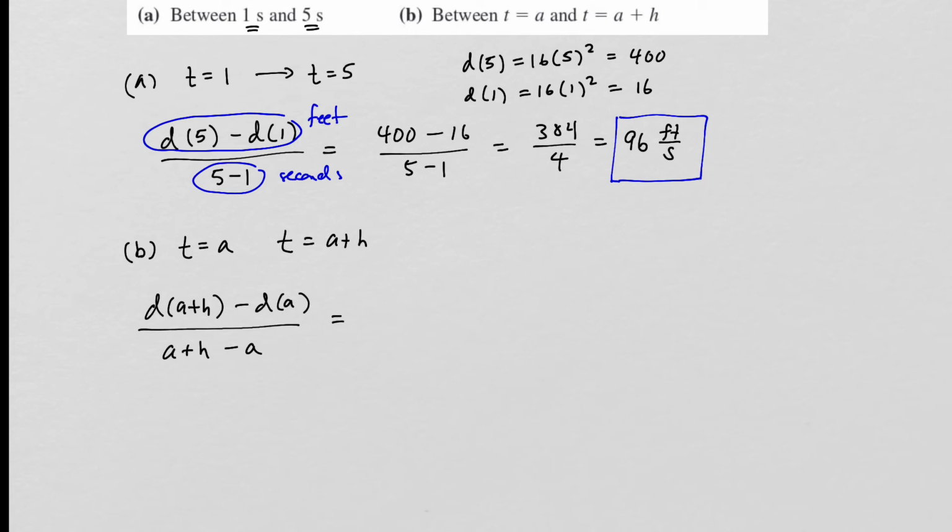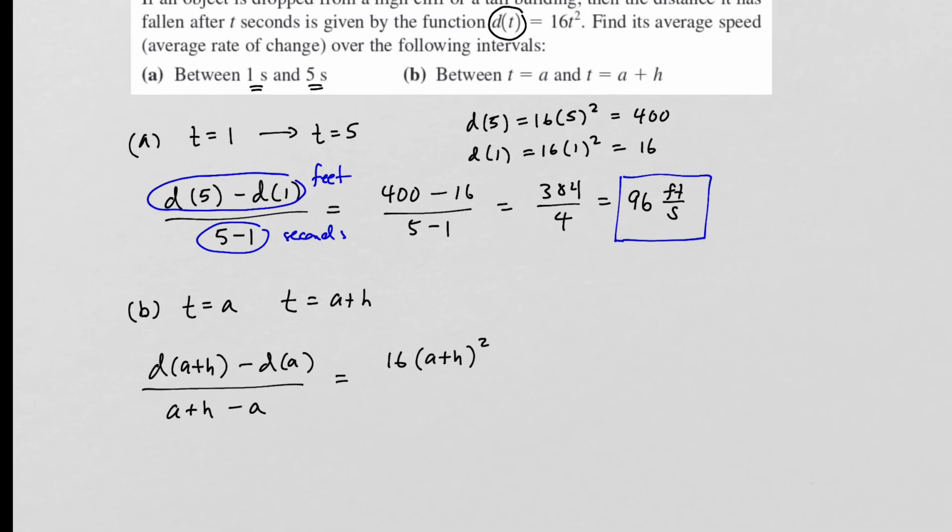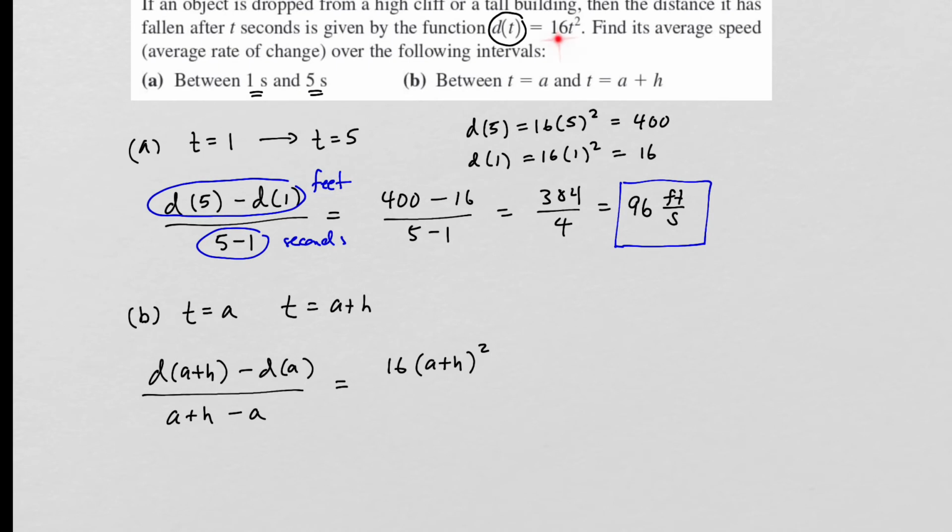So d of a plus h is going to be 16 times a plus h to the second power. So again, I'm just plugging that into our function here, right? Because the function is 16 times t squared. So we're just replacing t with a plus h. And then we have minus d of a, which is 16 times a squared, and all divided by, in the bottom we just have h because these cancel out.